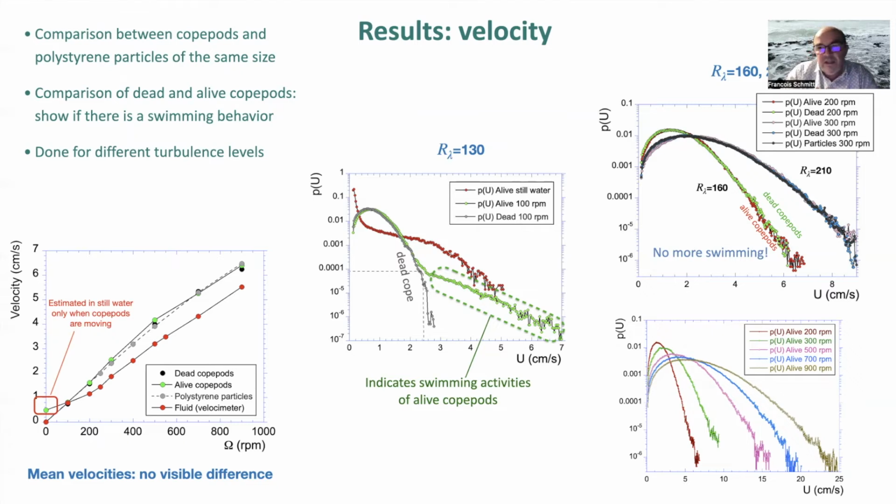So the interpretation is that, in fact, there's too much turbulence, and the copepods say, okay, it's too agitated for me here, I'm just stopping to swim. So there is a given level of Reynolds number where the copepod is happy to swim.